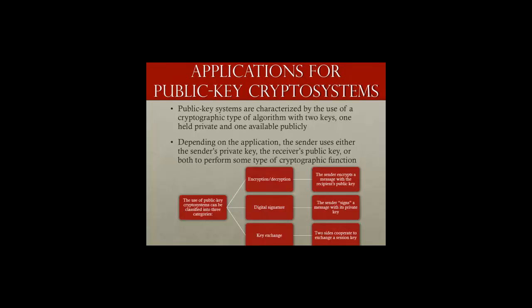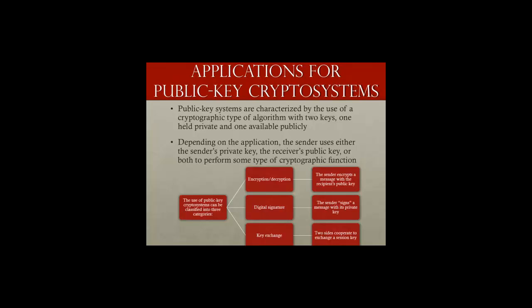Before we go on, we need to clarify some things about public key cryptosystems that might otherwise lead to confusion. Public key systems are characterized by the use of a cryptographic algorithm with two keys, one held privately and the other available publicly. Different applications can use this, and it depends on the application whether the sender uses the sender's private key or the receiver's public key, or maybe both, to do the cryptographic functions. We can classify the use of these keys in three major categories. First, encryption and decryption, where the sender encrypts a message with the recipient's public key.